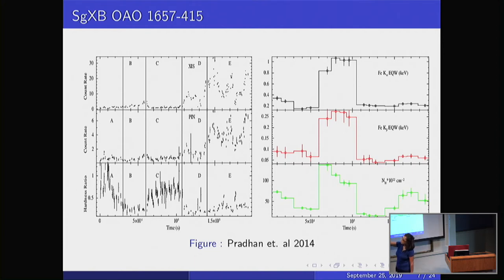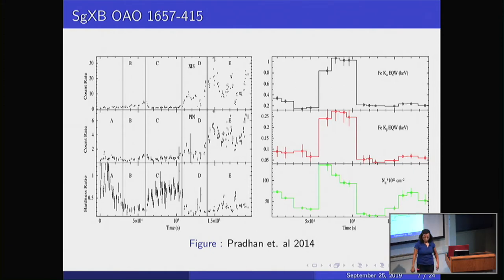You see that for segment A, when there is an increase in the hardness ratio, it is accompanied by an increase in absorption here. So make a note of the units here. It's accompanied by an increase in absorption, whereas for segment B, the value of absorption goes down. In segment C, you see that there is a large increase in the absorption parameter here, and in segment D, it goes down, and in E, it comes back to the level of A.